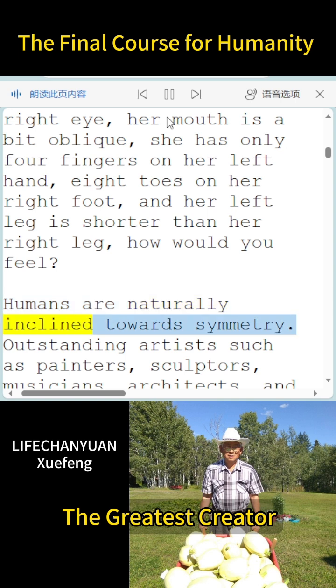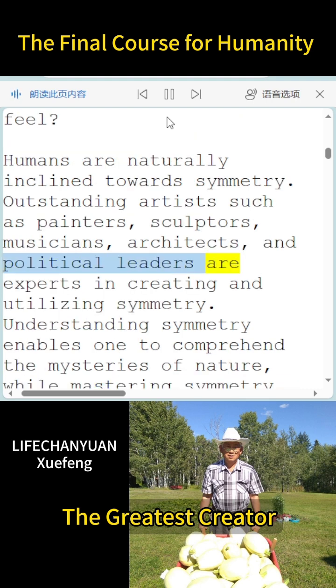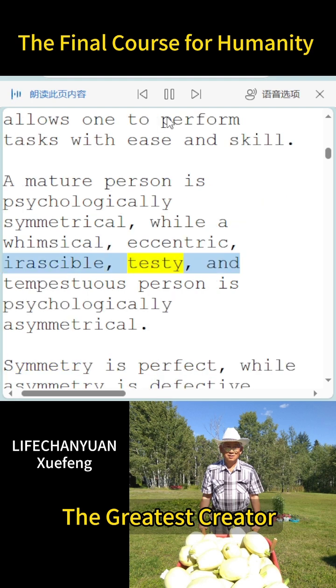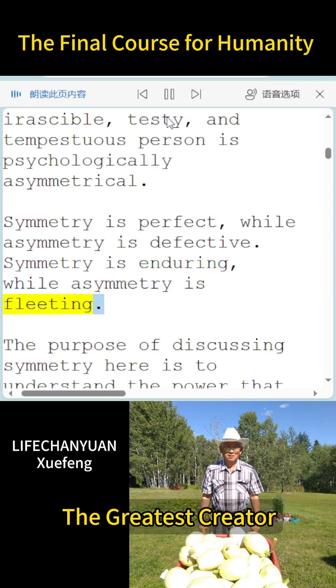Humans are naturally inclined towards symmetry. Outstanding artists such as painters, sculptors, musicians, architects, and political leaders are experts in creating and utilizing symmetry. Understanding symmetry enables one to comprehend the mysteries of nature, while mastering symmetry allows one to perform tasks with ease and skill. A mature person is psychologically symmetrical, while a whimsical, eccentric, irascible, testy, and tempestuous person is psychologically asymmetrical. Symmetry is perfect, while asymmetry is defective. Symmetry is enduring, while asymmetry is fleeting.